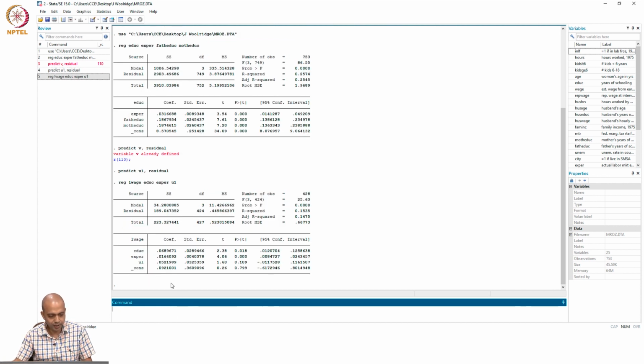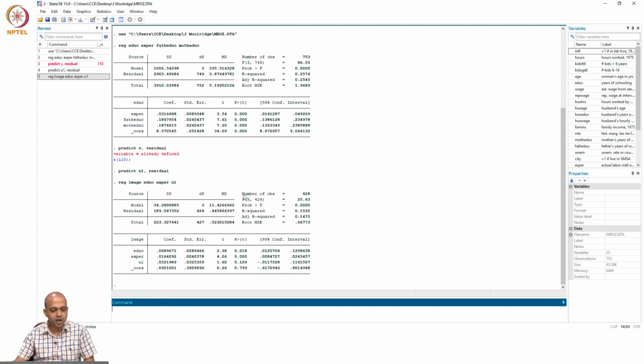If we look at the coefficient of this predicted error term, the t value is 1.60 and the p value is 0.10. So that means this is not significant. What would be our conclusion? That education is actually not an endogenous variable in this particular context.